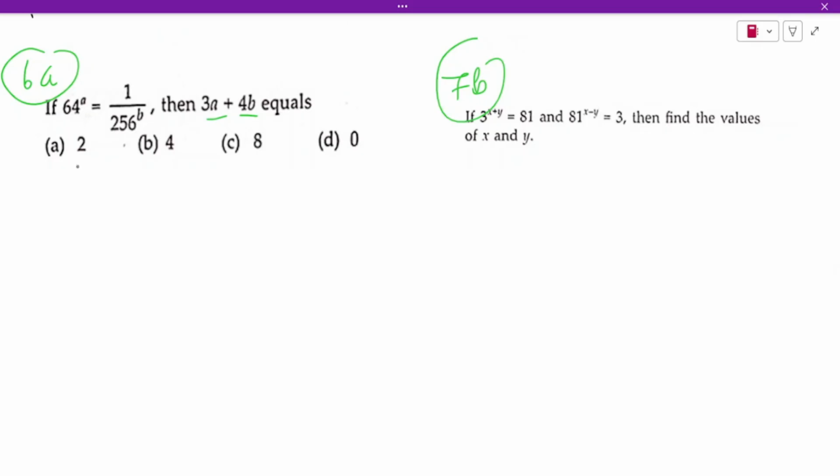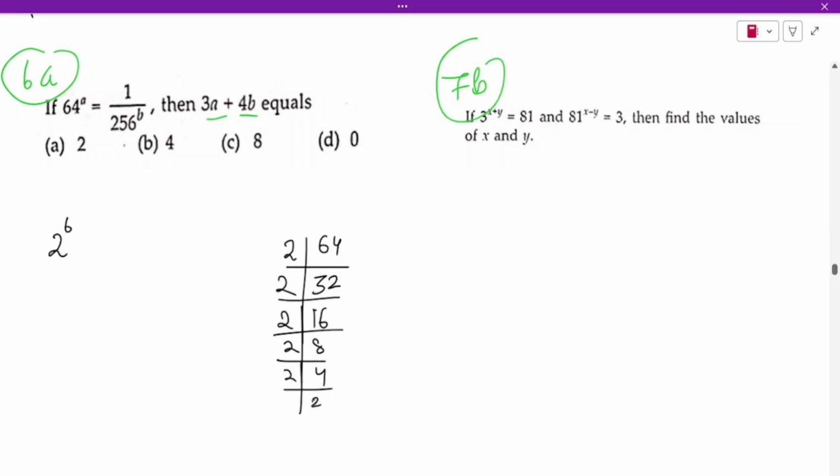Here, 64 can be written as 2 to the power of 6 by using prime factorization. So go for the prime factorization of 64. Dividing by 2 gives us 32. Again dividing by 2 gives us 16. 16 divided by 2 is 8, 8 divided by 2 is 4, and then 2 and 1. So this is 2 multiplied 6 times, so 64 is nothing but 2 to the power 6, whole power a, is equal to 1 by 256 to the power b.